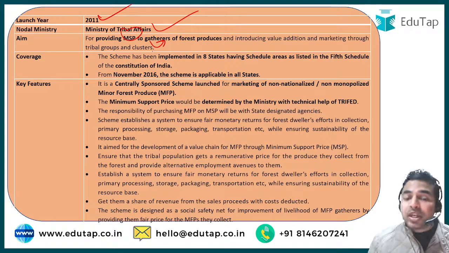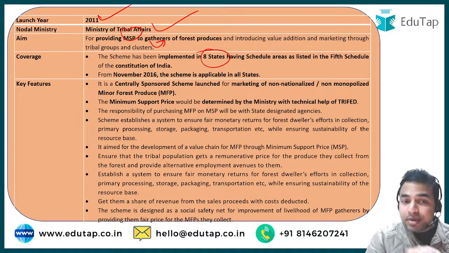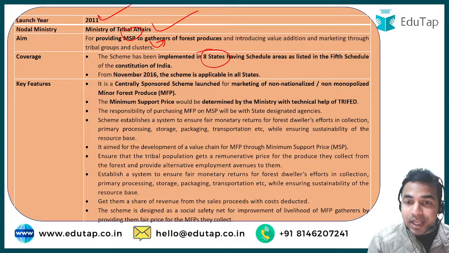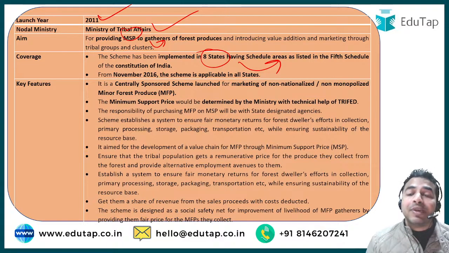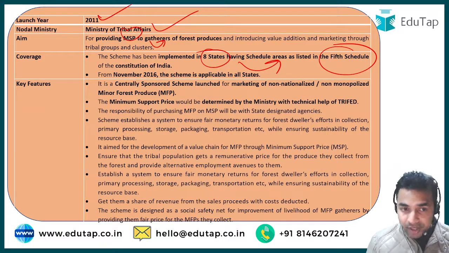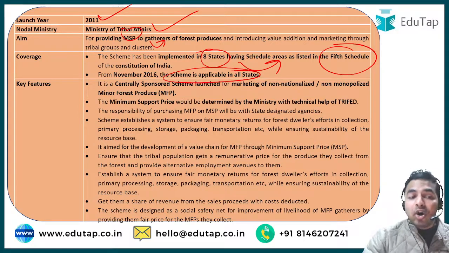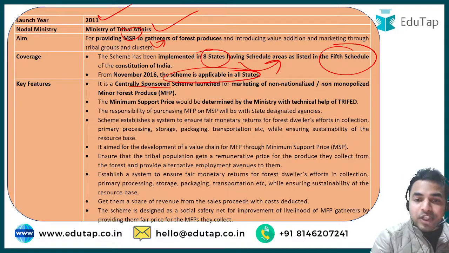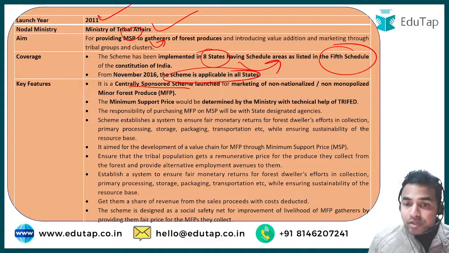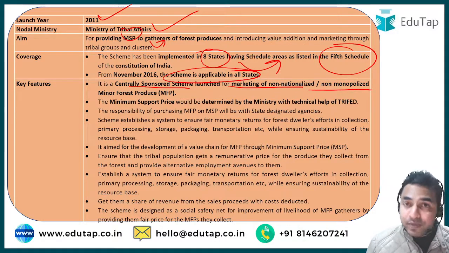And when we talk about the coverage of this scheme, it will be implemented in 8 states. Here you can see that this scheme will be applicable and implemented in the scheduled areas which are listed under the 5th Schedule of the Constitution of India. And from November 2016, the scheme is applicable in all states. Okay, so this is a centrally sponsored scheme. And why was it launched? For the marketing of the non-nationalized and non-monopolized minor forest produce.